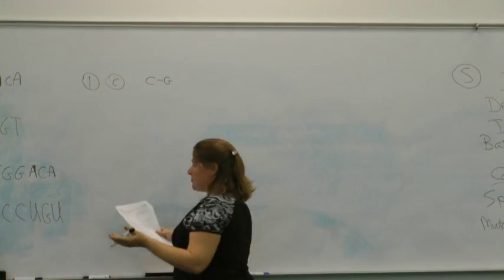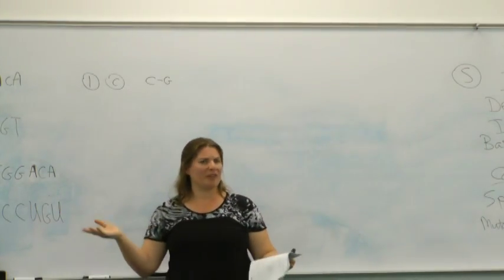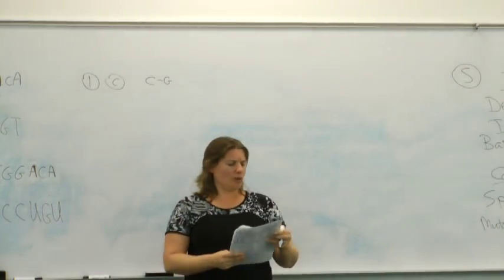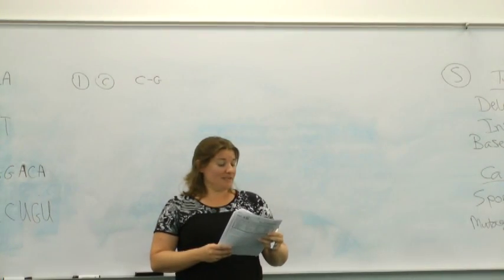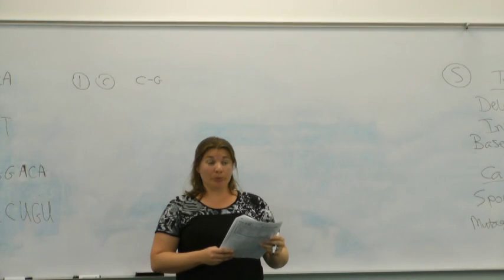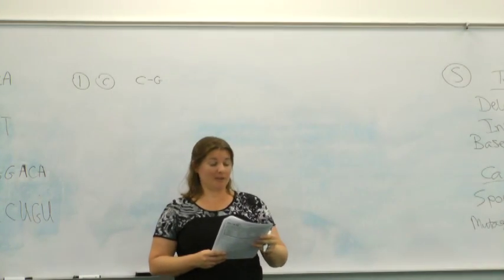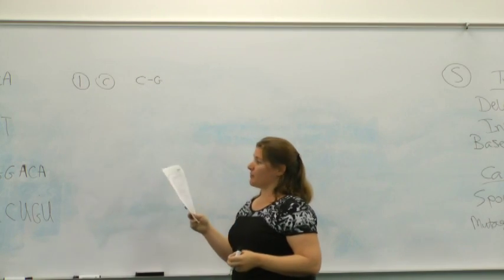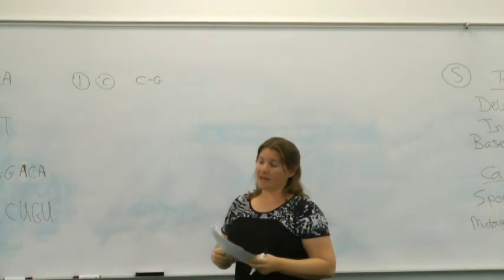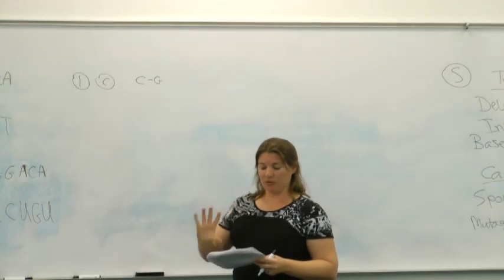Because if you look at the other options, right? Choice A, does G bond with A? No. Choice B, does C bond with T? No. Okay. And choice D, does T bond with U? No. Okay, so the correct answer can only be C bonds with G. Right? In DNA, A bonds with T, C bonds with G.